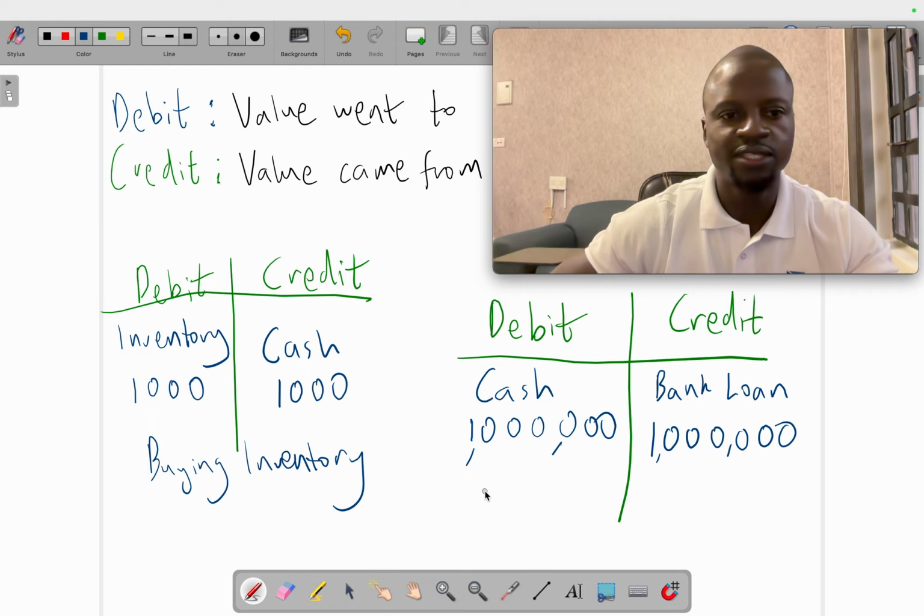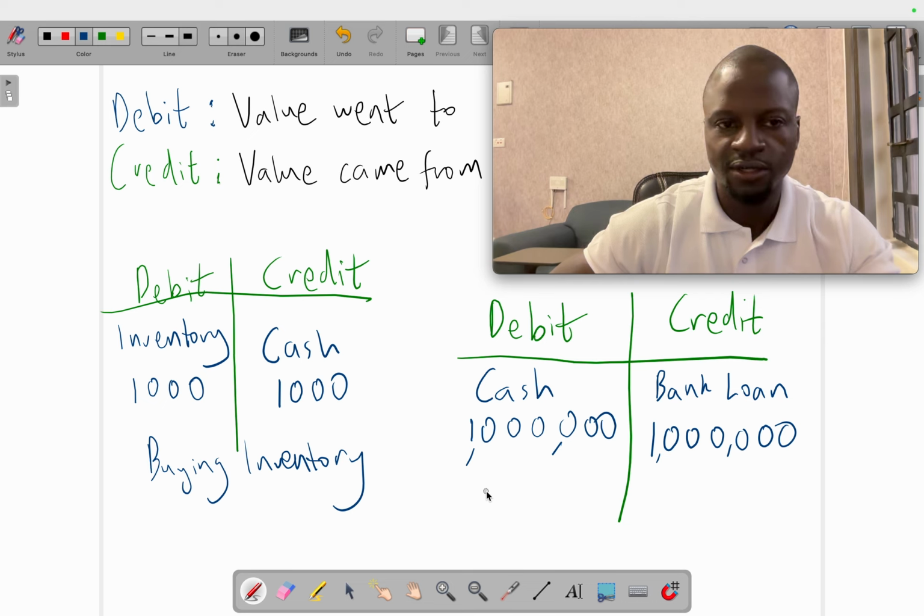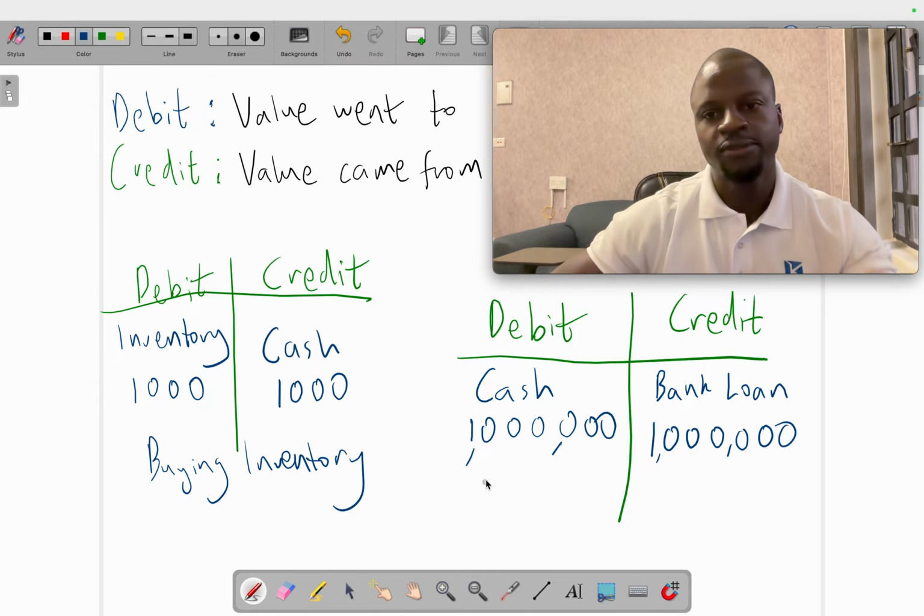So that's basically what debit and credit does. It's just the term you use to record completeness in a record, where you have to have two aspects. A complete record has two aspects: where the value came from and where the value went to. That's it.